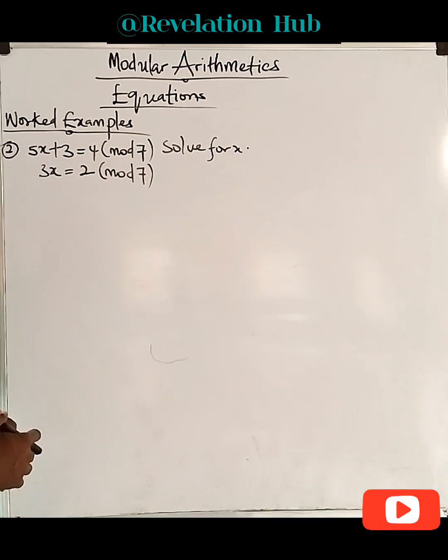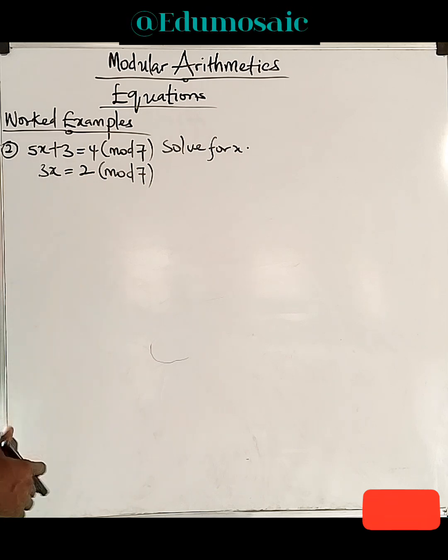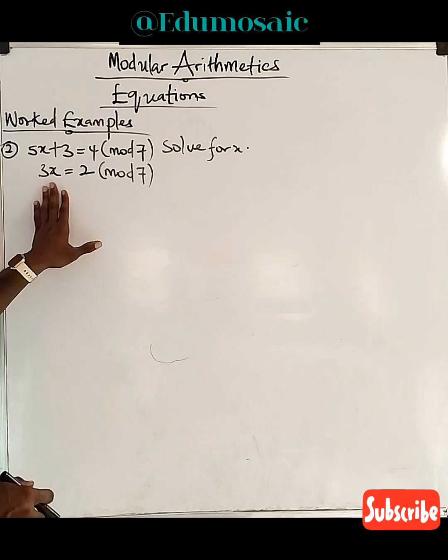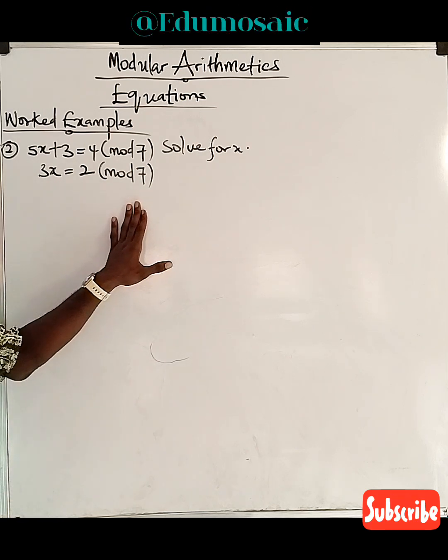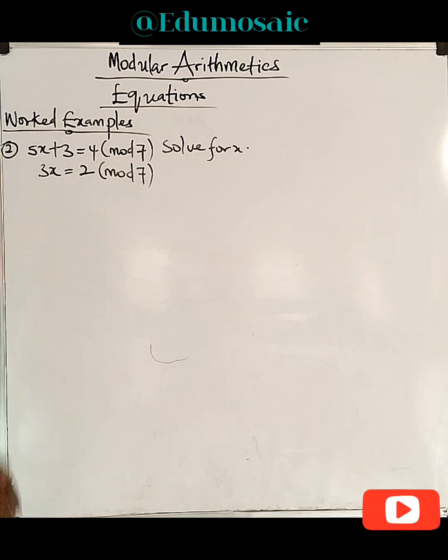We are asked to solve for x in 5x plus 3 equals 4 in modulo 7, and next we have 3x equals 2 in modulo 7. Now observe something, they are both in the same modulo. Now how do we do this? It's very, very easy for us to solve this.